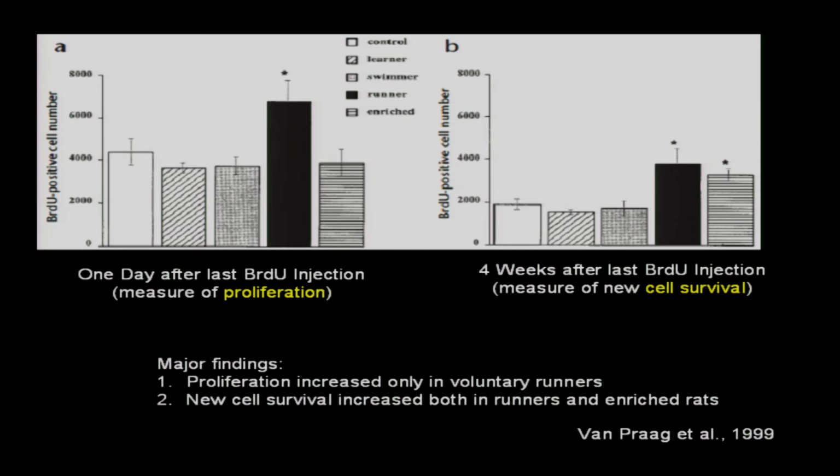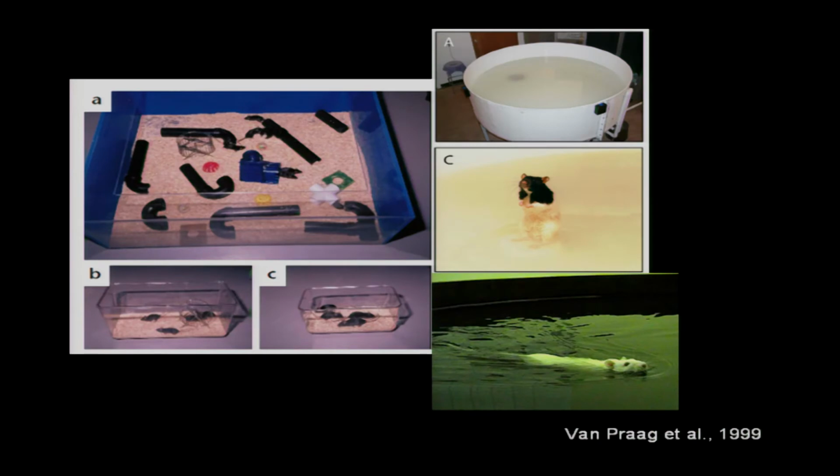But the main point of this study is, after 4 weeks, which group had the best enhancement of survival of these newly born cells. And that was both the runner group and the enriched group, okay? So this is one of the experiments that showed that a major factor in the enriched environment is this condition, having access to the running wheel, which is right there.